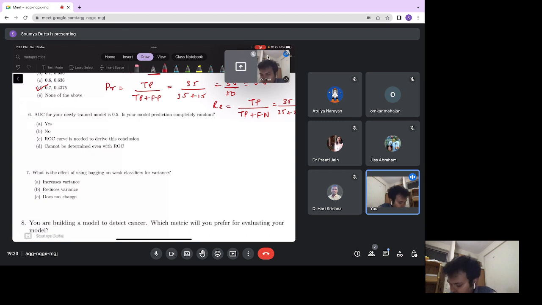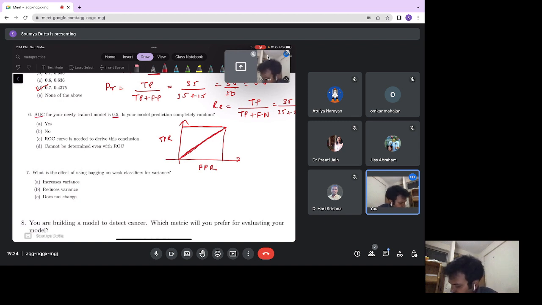Okay, so AUC for your newly trained model is 0.5. Is your model prediction completely random? If you go through the lecture, the instructor has shown something like this: this is your AUC curve, with the true positive rate and the false positive rate. This is your perfect curve, and this is completely random. If your ROC curve is like this, then it is completely random, because this is the case where the true positive rate is exactly equal to the false positive rate. However, here what you have been given is AUC is 0.5.